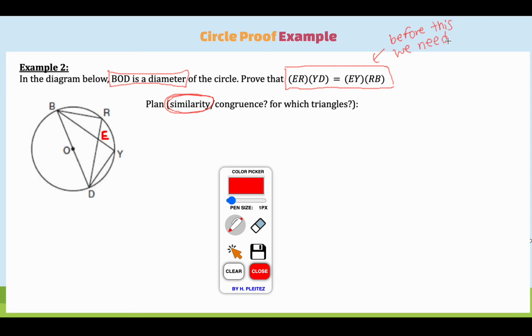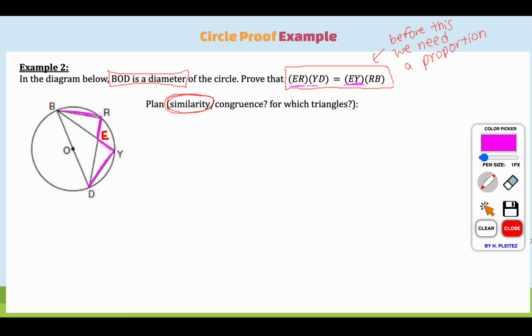And the only way to be able to make a proportion is to prove similarity. So we know we're proving similarity, but which two triangles are we proving the similarity of? Well, let's take a look at the sides. ER and YD, if we highlight those, we also have EY and RB. So we can see those are 2 out of 3 sides of these smaller triangles over here.